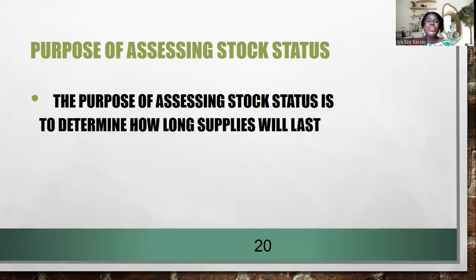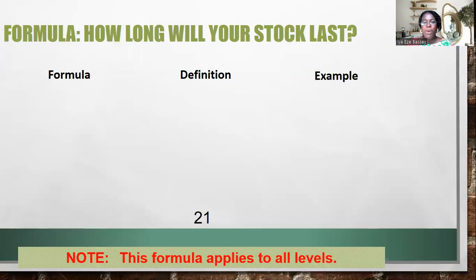All right. So another purpose of assessing stock status is that you want to be able to determine how long these supplies will last. So you've counted the number of usable units that you have on hand, and then you want to determine how long this is going to carry you on this program. So how do we find out how long our stock will last?